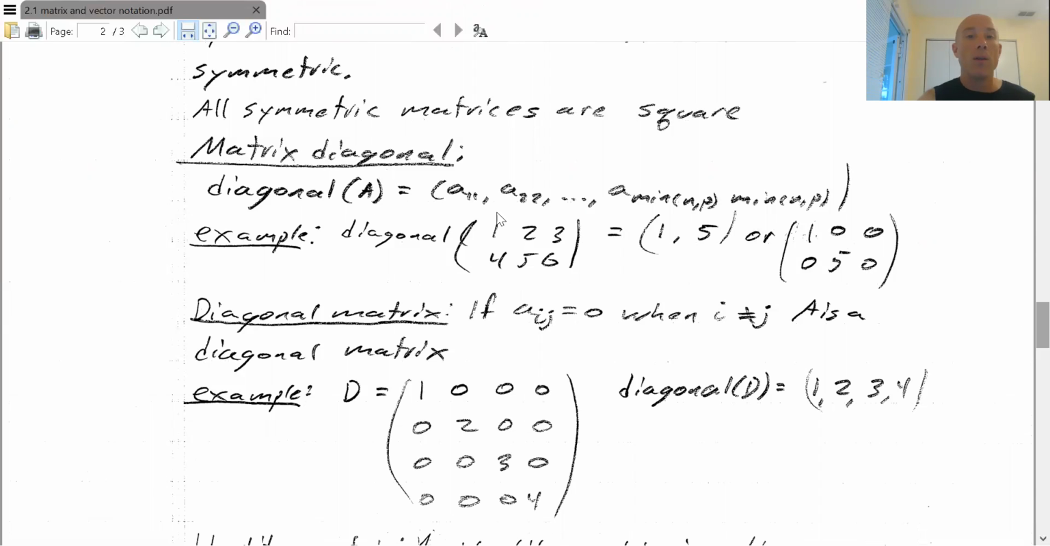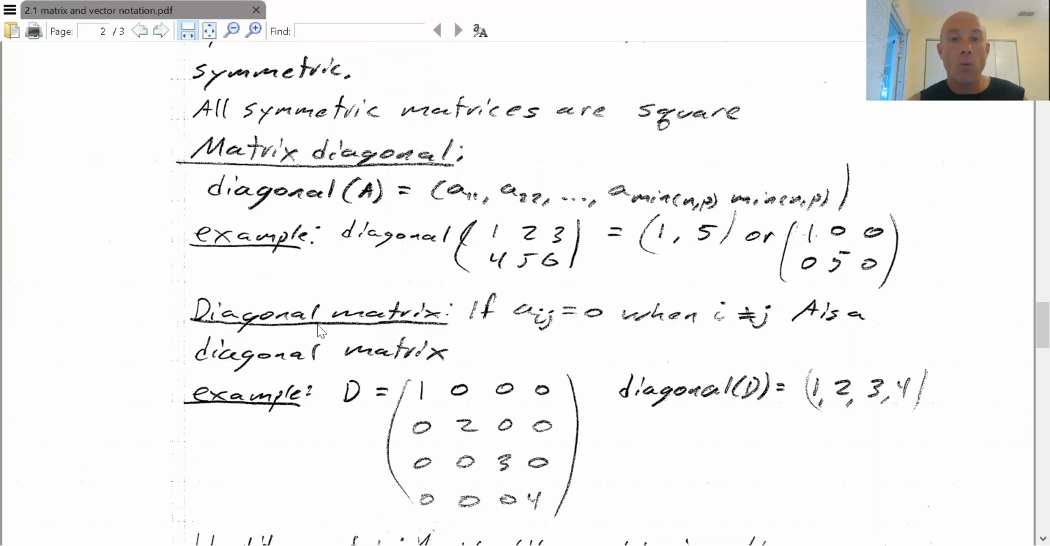So here, this is the diagonal of the matrix, is what we're referring to here, the diagonal of the matrix. Down here, this is a diagonal matrix. A diagonal matrix is a matrix that has 0 whenever the row is different from the column.